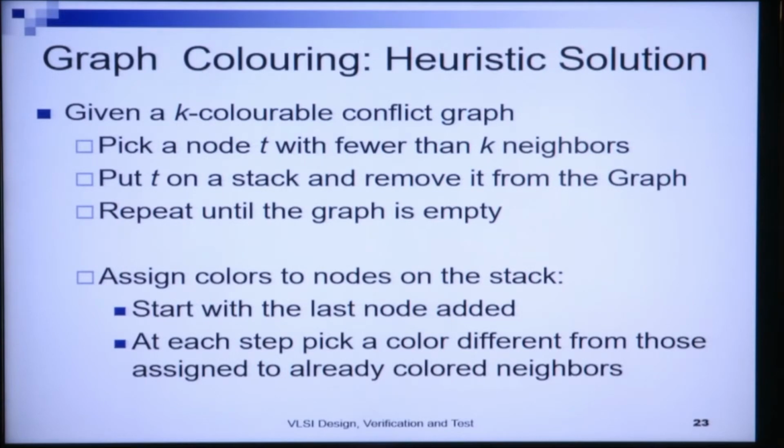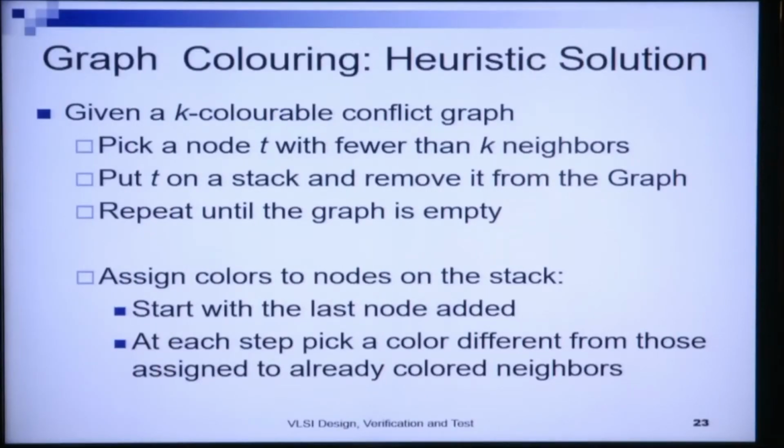We pick a node T with fewer than k neighbors. So, in the conflict graph we pick a node T with fewer than k neighbors. Then we put T, that is the node we have chosen, on the stack and remove it from the graph. So, after we take this node out of the conflict graph, the edges adjacent to it also move away. Now, this exposes a few more nodes with less than k neighbors possibly.